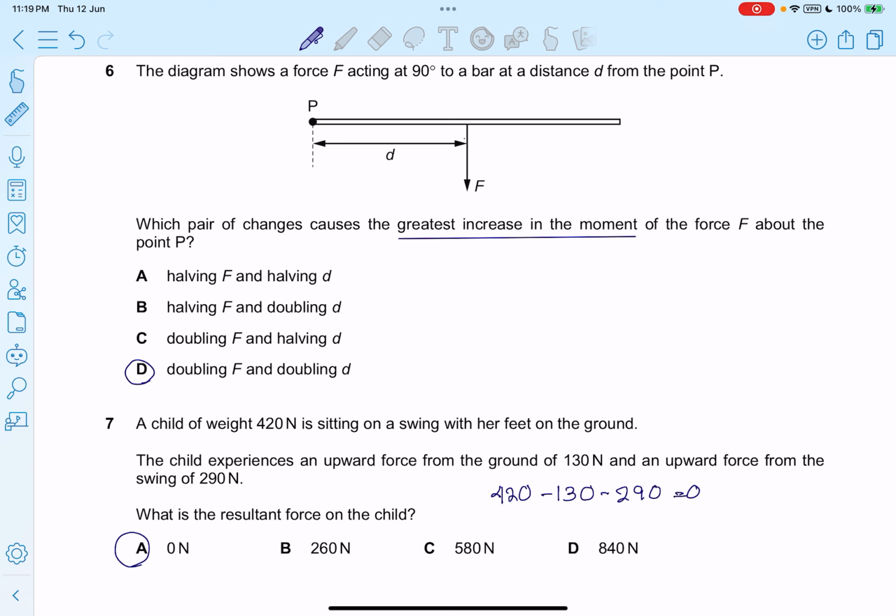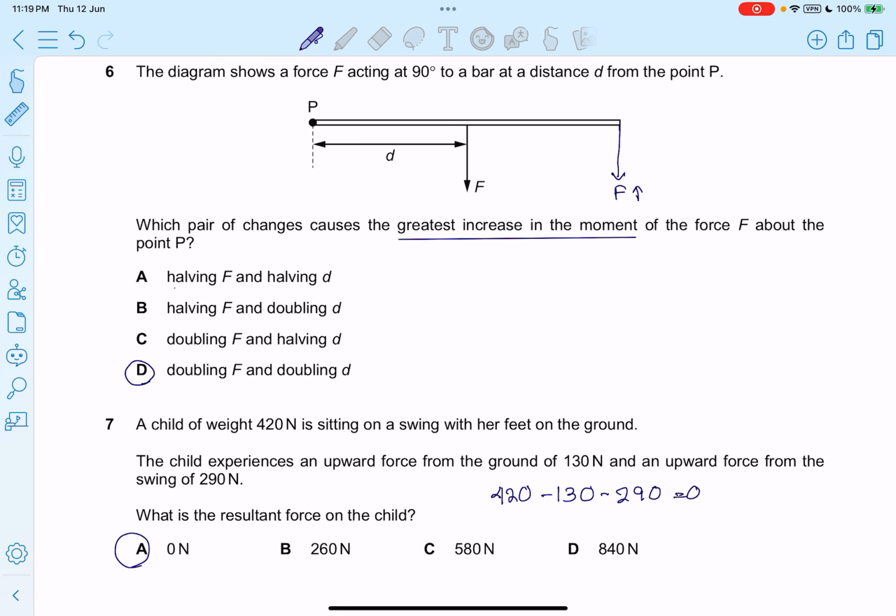So to increase the moment, you can move the force further to the left or right, and you can also increase the force. So instead of just F, you can make it 2F, 3F, something. So answer A is halving F and halving D. This will make it decrease, so A is wrong.